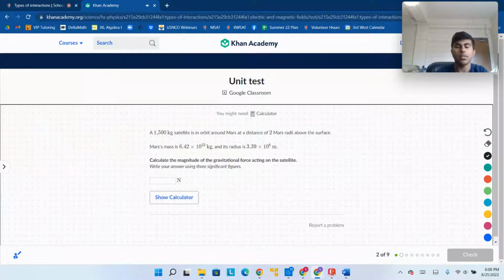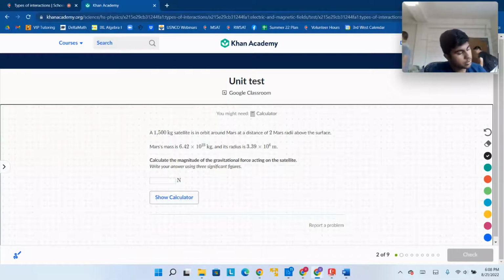A 1,500 kilogram satellite is in orbit around Mars at a distance of 2 Mars radii above the surface. Mars's mass is 6.42 times 10 to the 23rd kilograms, and its radius is 3.39 times 10 to the 6th meters. Calculate the magnitude of the gravitational force acting on the satellite.